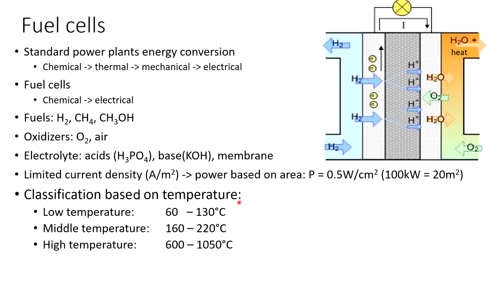The fuel cells can be classified based on their operating temperatures. We have low temperature systems, typically the hydrogen fuel cells with the Nafion proton exchange membrane, operating between 60 to 130 degrees C. Then we have mid-temperature systems, 160 to, let's say, 220, and then high temperature, for example, solid oxide fuel cells operating over 600 degrees C, basically up to material limits.